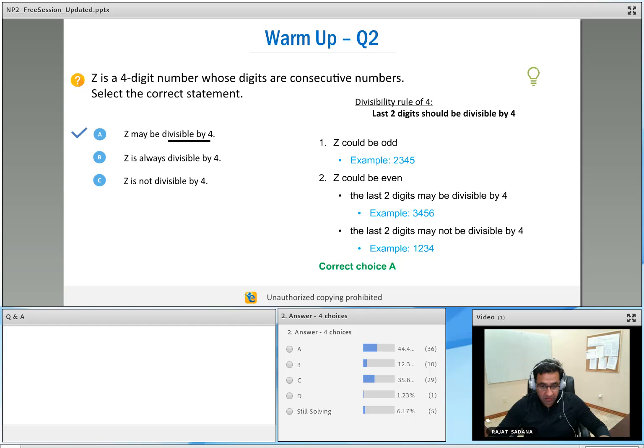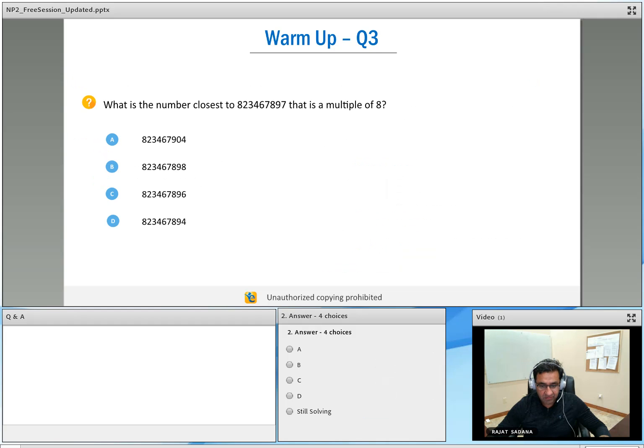Now we're going to go to the third warm-up question. Again, you see what we're trying to do here. We're trying to jog our memory with regard to the divisibility rules of various numbers, and that's the theme we're going to continue moving forward. So for the next question, please select still solving. And again, I'm going to share this PDF, so if you want to revise some of this, you'll have the PDF as well. 3, 2, and 1. Let me remove broadcast results, and I'm going to share the next question.